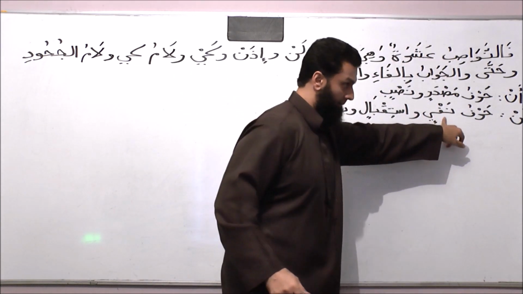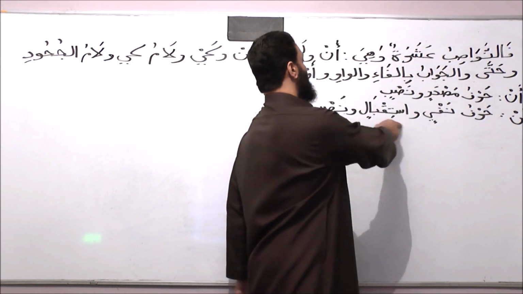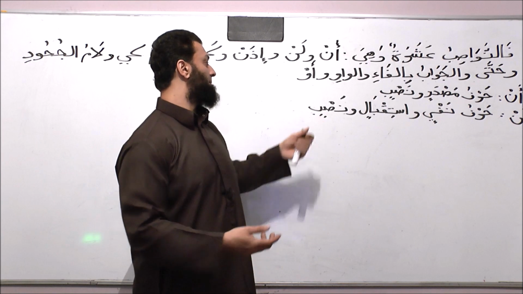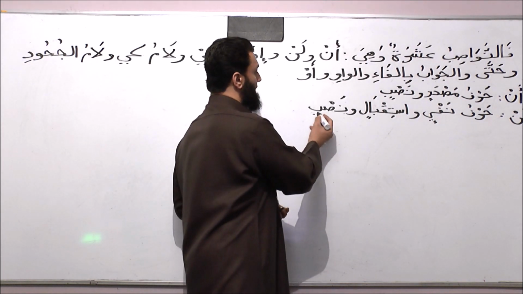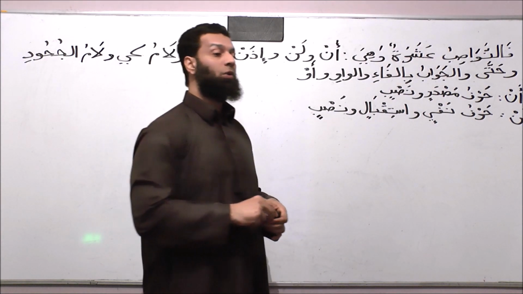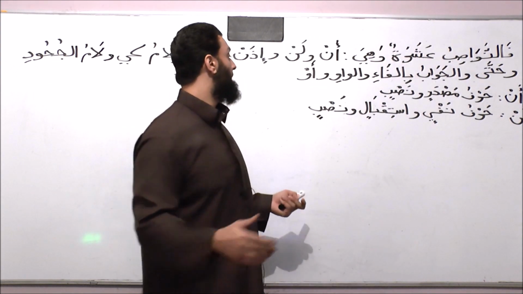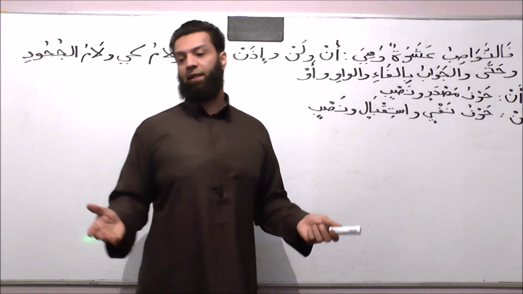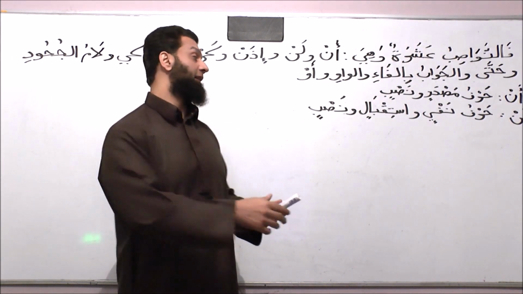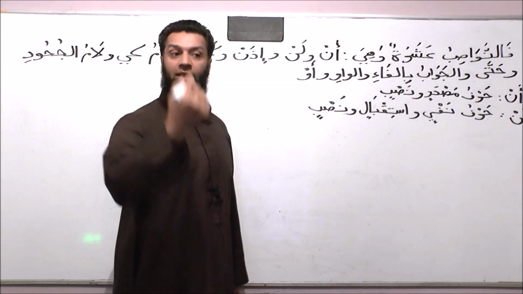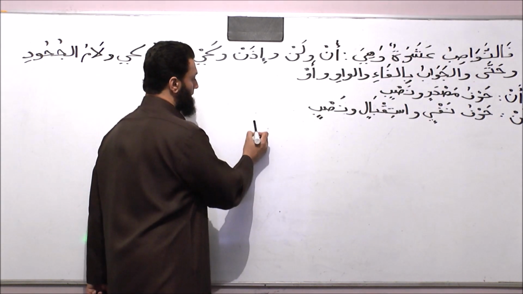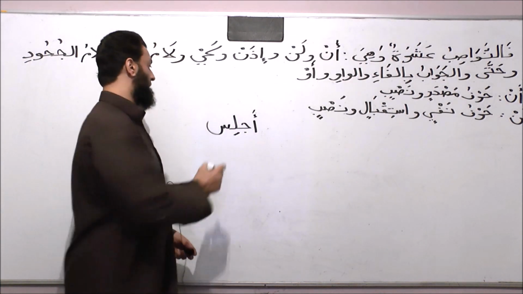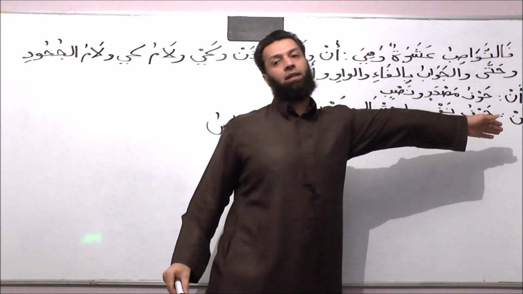Therefore, lan, this particular harf, has three functions. The first is nafyin, negation. The second is istiqbalin, it represents an action of the future. And the third is nasbin, which renders al-fi'lu al-mudari'u that follows it mansubun. By way of example, if I wanted to say that I will not sit in Arabic, how do we say that? I am sitting, so we need al-fi'lu al-mudari'u, ajlisu. I am sitting.